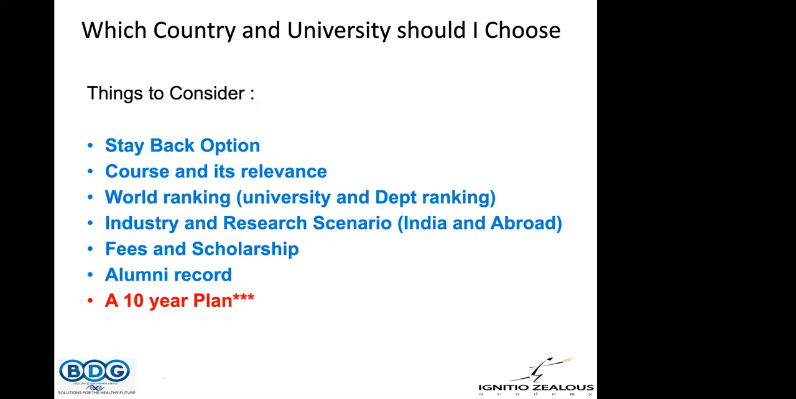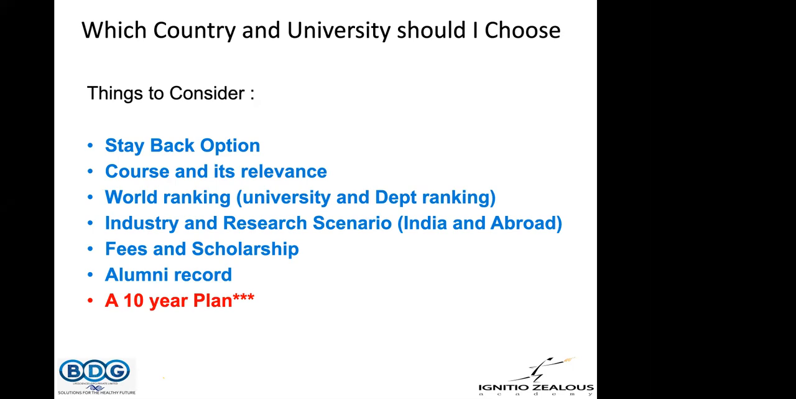A country like Australia or Ireland, for instance, will give you 2 years straight away. So once you complete your master's, you will be given 2 years to stay in that country so that you can start looking for employment. So this is called a stay back option. The more time you get from the stay back option, the more beneficial it is.